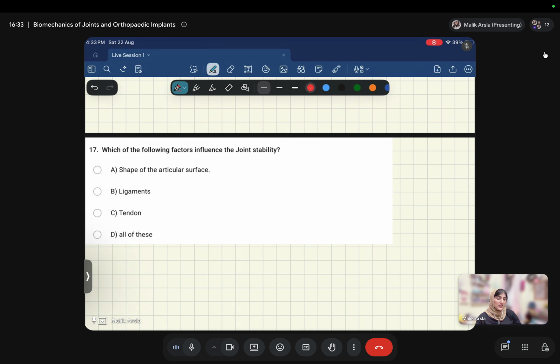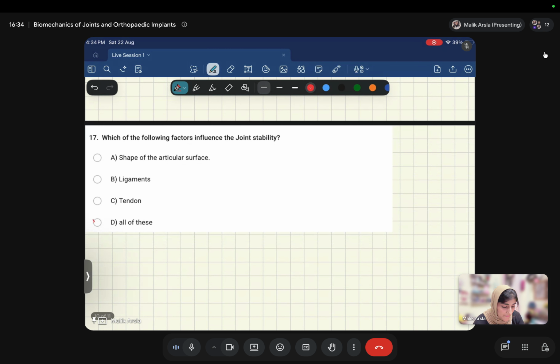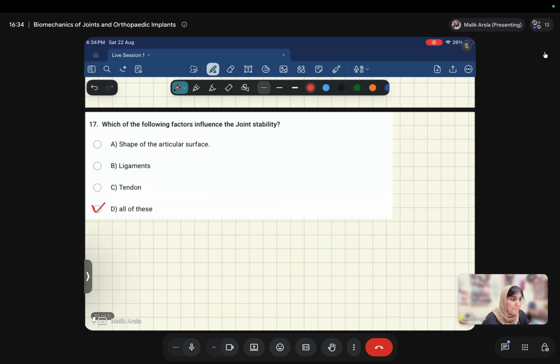And even in case of some problems like osteoarthritis, etc., or when the joint axis is misaligned with the surrounding surface, basically the bone axis is slightly misaligned with the other connecting bone, that also creates joint instability. Okay, so these all three factors are important in case of joint stability.